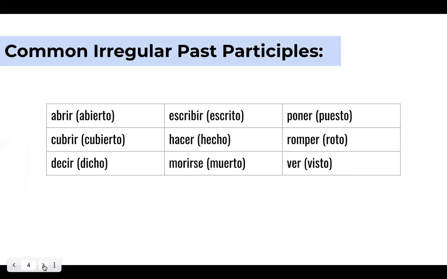So here are some of the common irregular past participles. Abrir, abierto. Cubrir, that means to cover, cubierto. Decir, dicho. Escribir, escrito. Hacer, hecho. Morirse, muerto. Poner, puesto. Romper, roto. Y ver, visto.